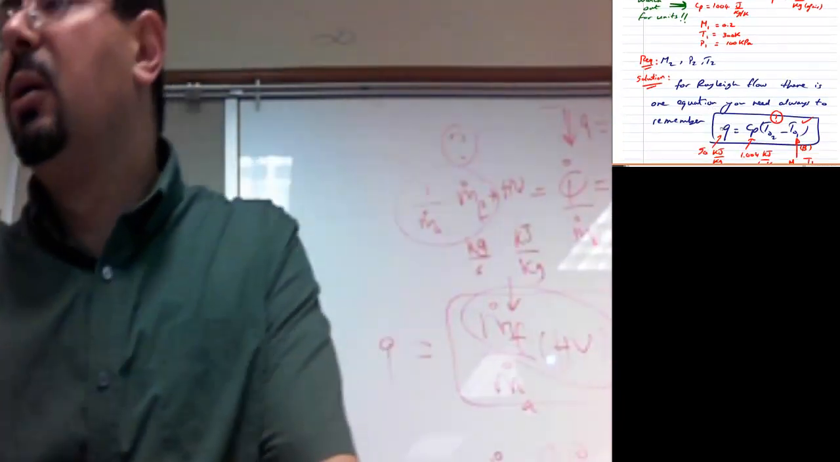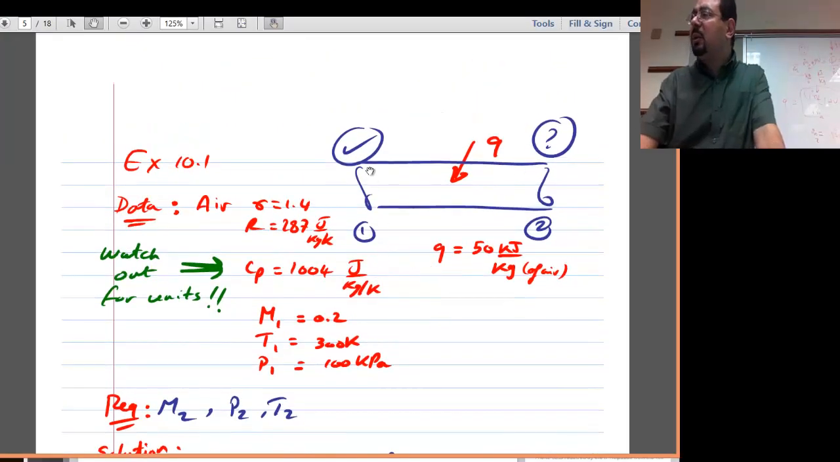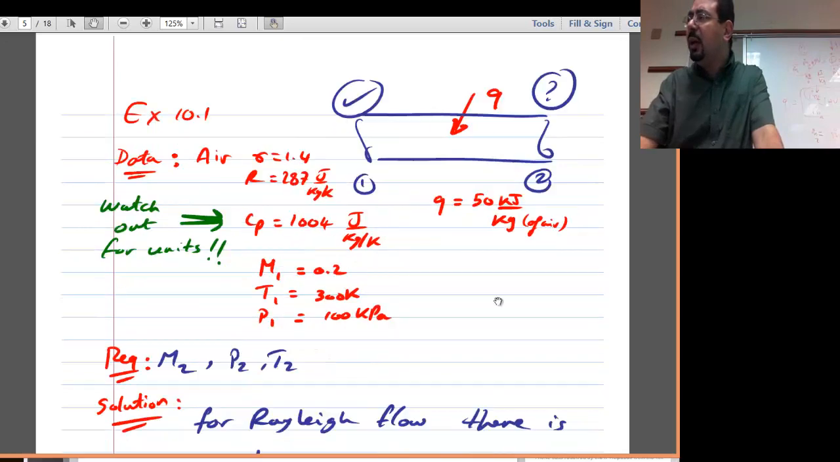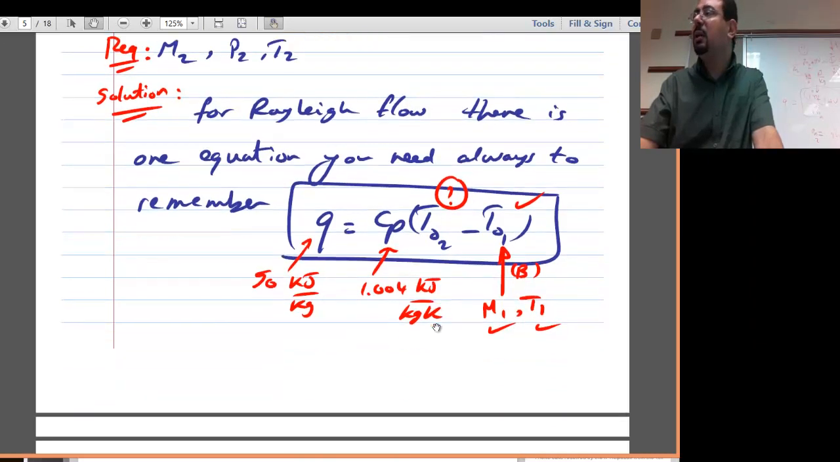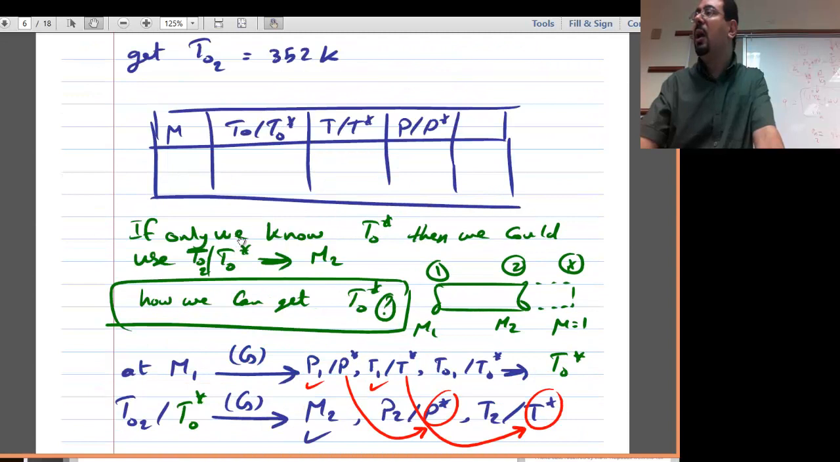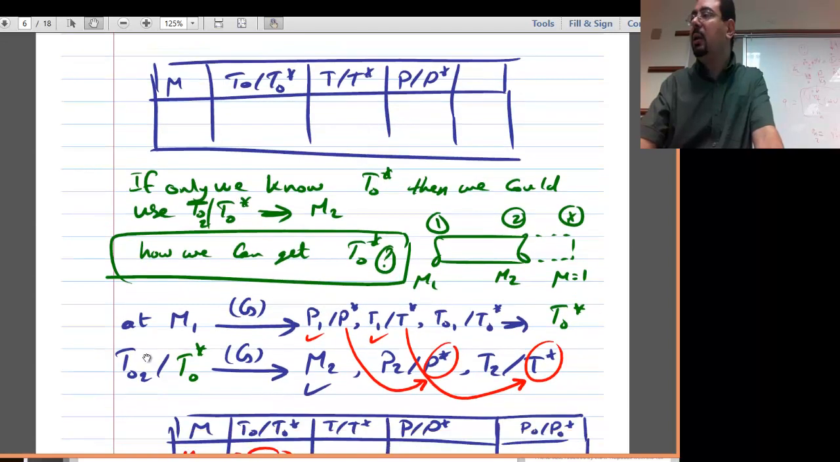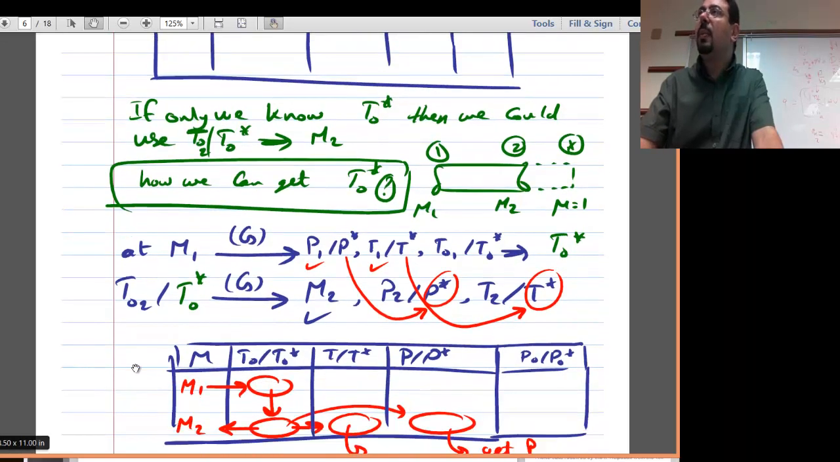All right, so again, what's this about? He got the stuff at the inlet, he knows the Q, and he's wondering what happened at the exit. So use this equation, calculate T naught 2, knowing T naught 1 and the CP. Then knowing M1, you can get T naught 1 over T naught star, that will allow you to get T naught star, and T naught 2 over T naught star will give you M2. That's the Rayleigh approach, basically, for solving this problem.